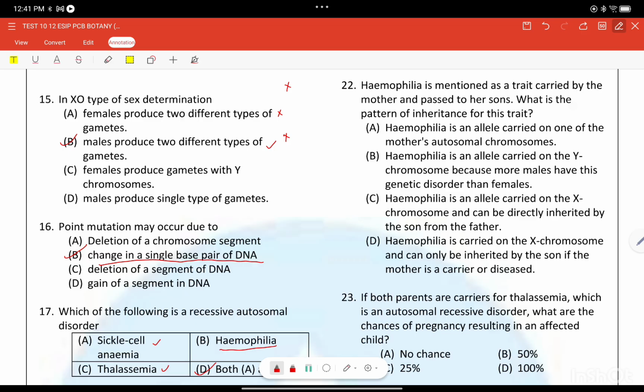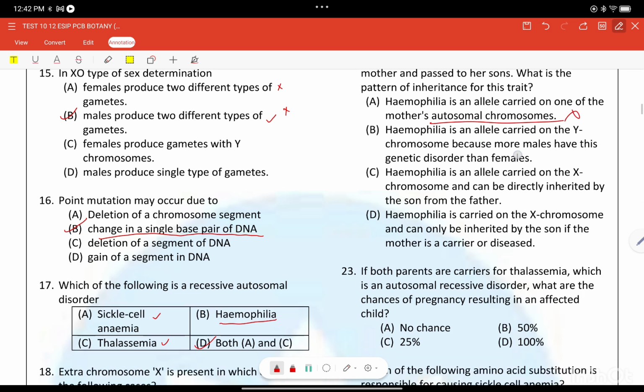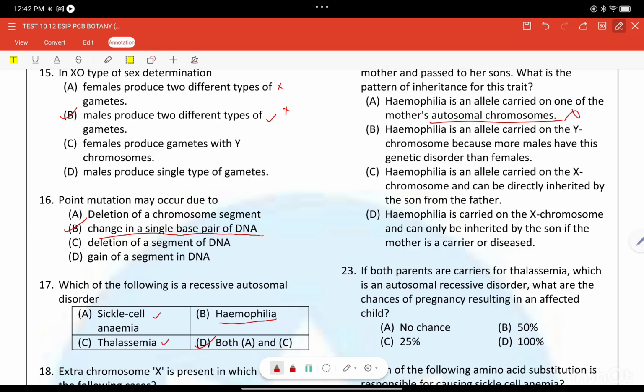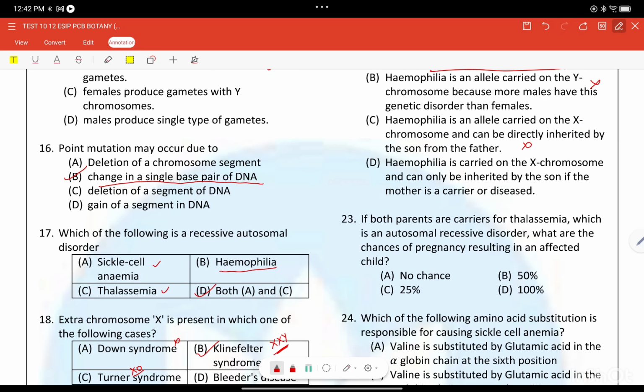What is the pattern of inheritance for this trait? Hemophilia is an allele carried on one of the mother's autosomal chromosomes. This is incorrect. It is on sex chromosome, particularly X chromosome. Hemophilia is an allele carried on Y chromosome. That is also incorrect. Hemophilia is an allele carried on X chromosome and can be directly inherited by son from the father. It is not transmitted from the father, it is transmitted from the mother to son. Hemophilia is carried on X chromosome and can only be inherited by the son if the mother is carrier or diseased. That is the correct statement here.